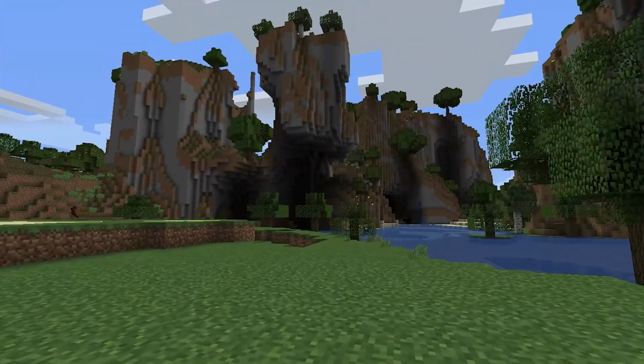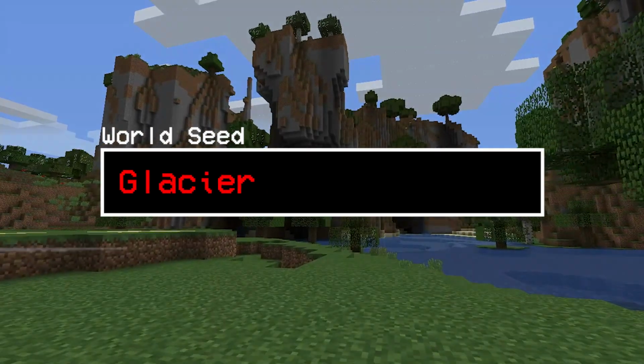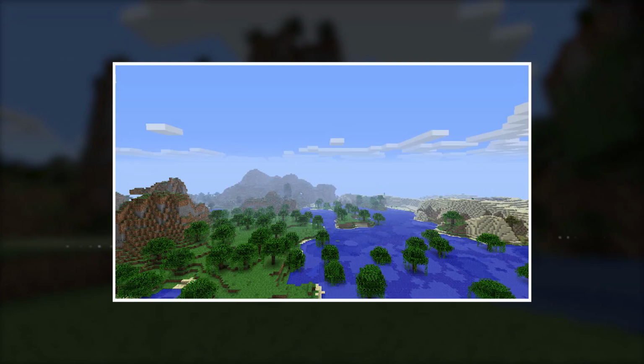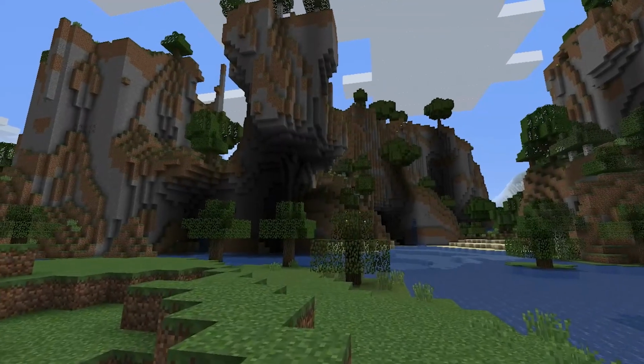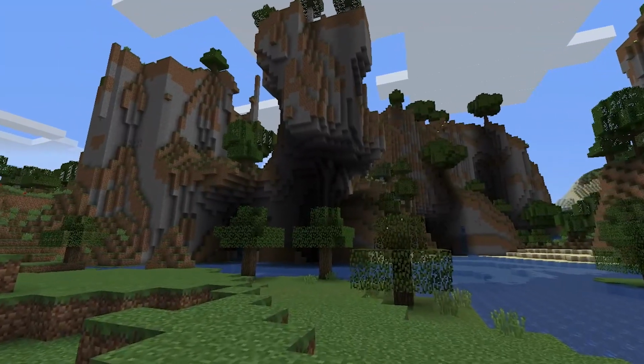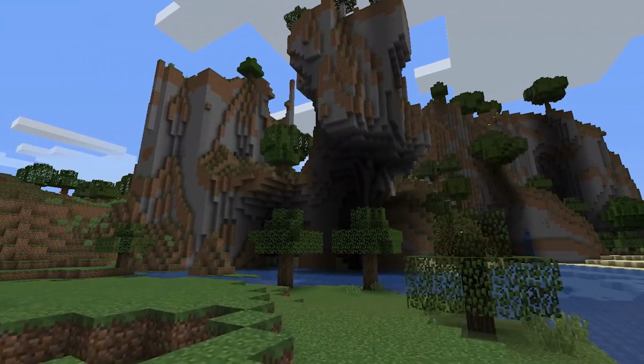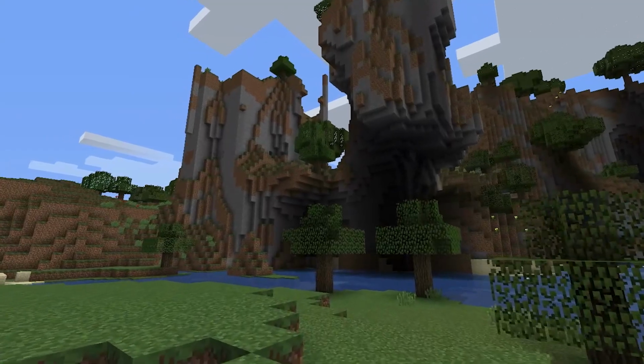Take the legendary beta seed, Glacier. These photos were taken on the exact same seed at the exact same location. All that changed was the version. It's clear these changes can make quite a difference. But as you might have guessed, this rapid change comes with its own side effects.